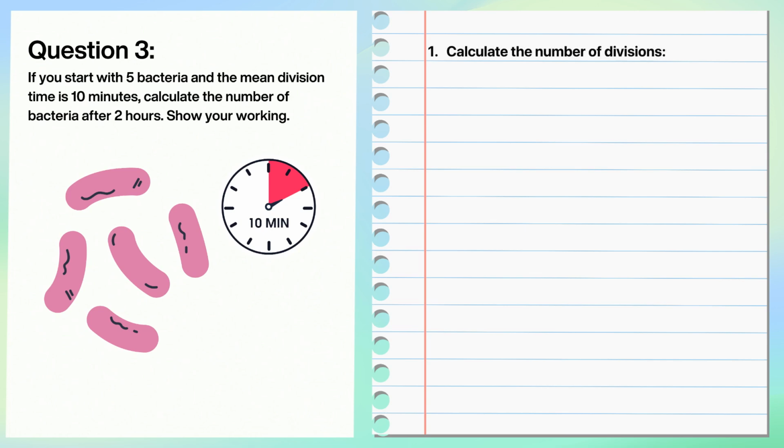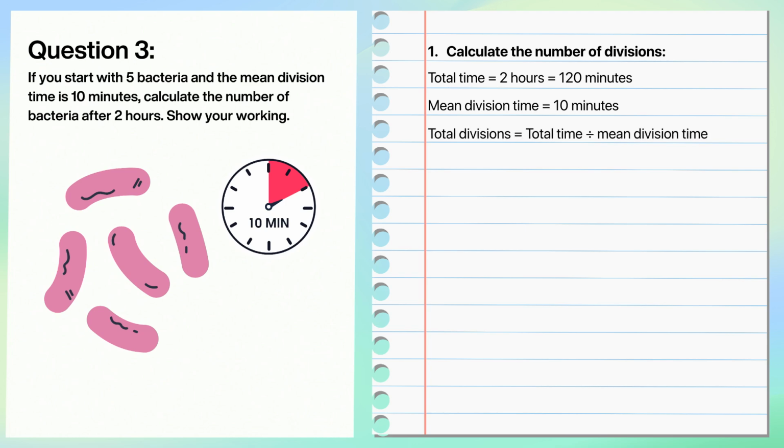Firstly, we need to identify the number of divisions that occur. To do this, we need to identify the time period the bacteria have been left to grow and the mean division time. The question notes that the total time is 2 hours, which is 120 minutes, and the mean division time is 10 minutes. Using this information, we can find the total number of divisions by dividing the total time by the mean division time. This calculation gives the total number of divisions as 12.